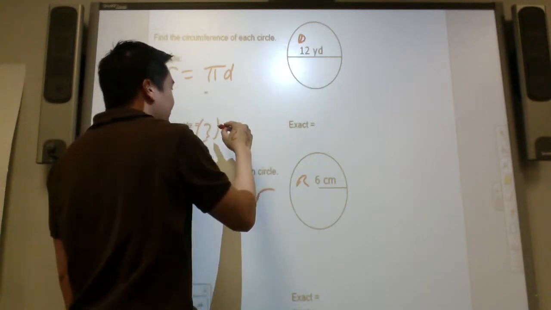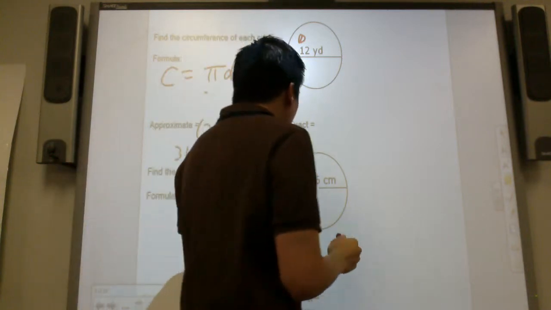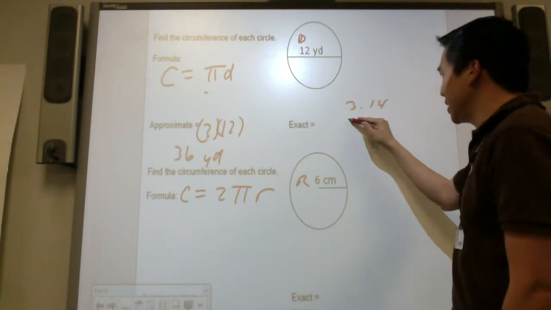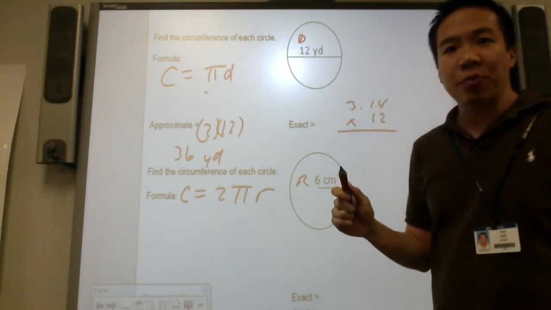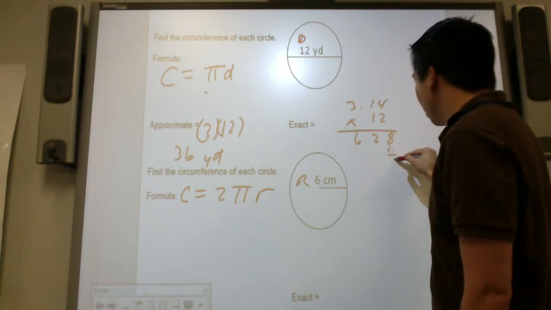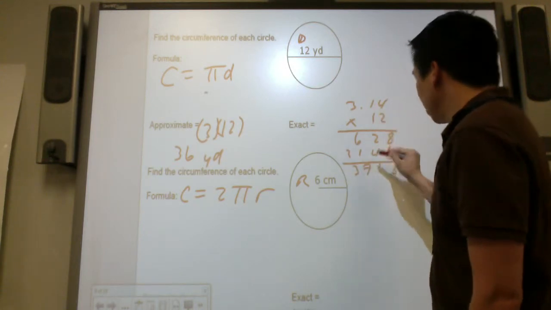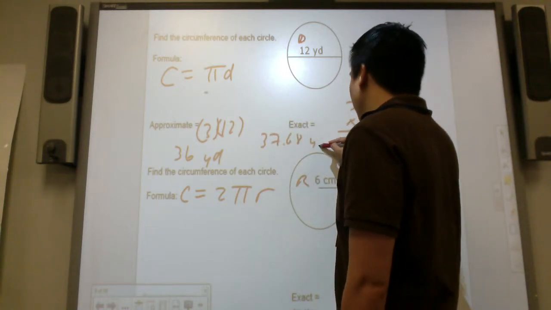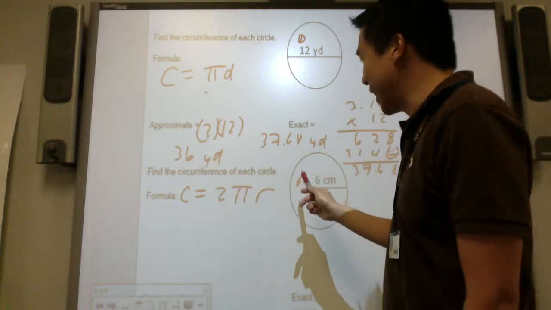The diameter length is 12. So that's 36 yards. Let's do an exact one. Pi exact is 3.14. The diameter length is 12. If I multiply 3.14 by 12, I get 37.68. It's in the hundreds place, so 37 and 68 hundredths yards. So this is the approximation, and this is the exact answer.